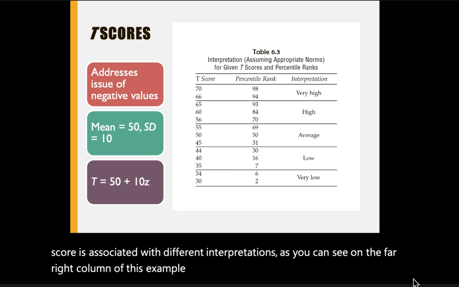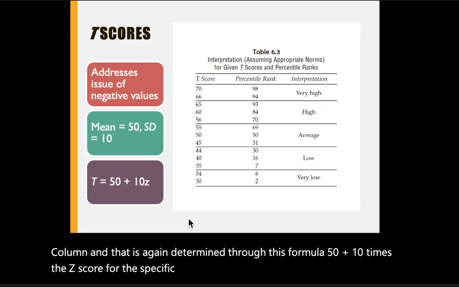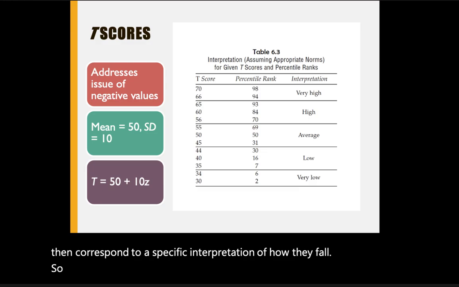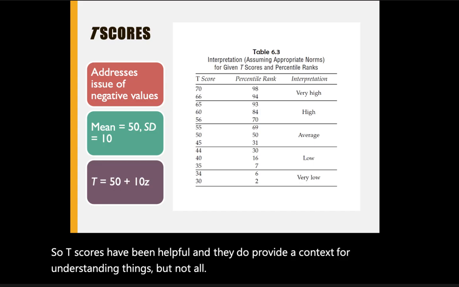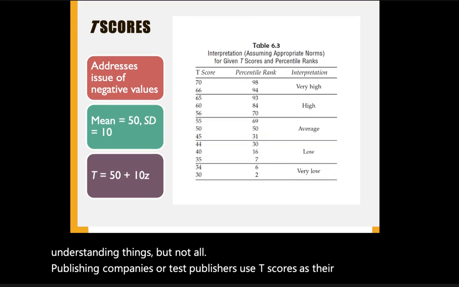So the t-score is listed in this far left column, and that is again determined through this formula: 50 plus 10 times the z-score for the specific observation that we're looking at, which will then correspond to a specific interpretation of how they fall. So t-scores have been helpful, and they do provide a context for understanding things, but not all publishing companies or test publishers use t-scores as their standard score of measurement.